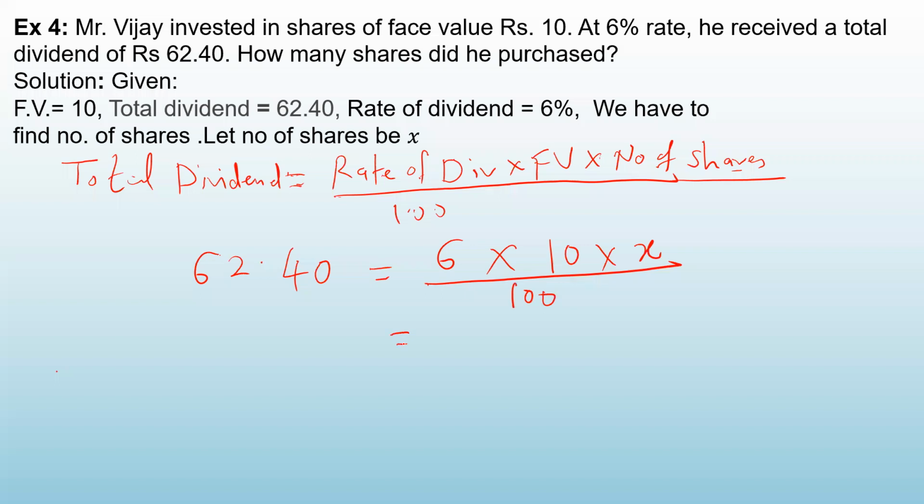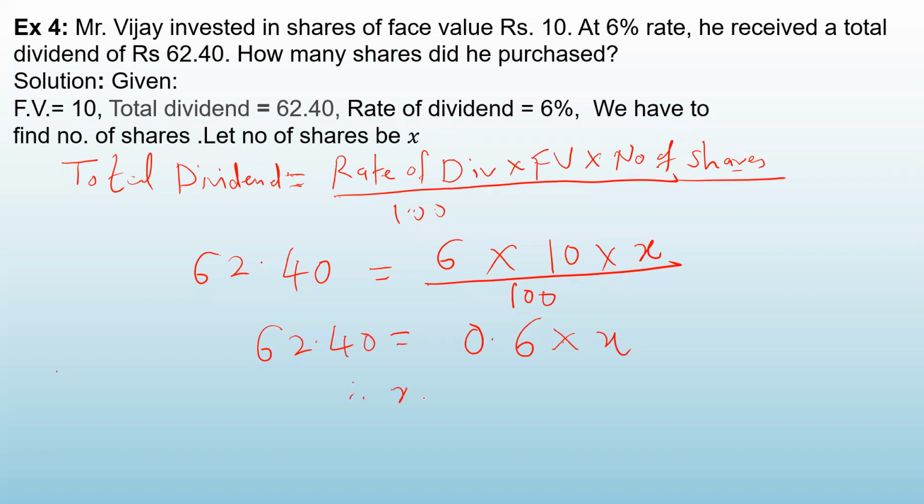Now what you have to do is keep the left hand side as it is and calculate the right hand side. What is the right hand side? It is 6 into 10 divided by 100. When you calculate it, it will give you 0.6. Six into 10 divided by 100 will give you 0.6, and this X you keep as it is. And the left hand side is 62.40.